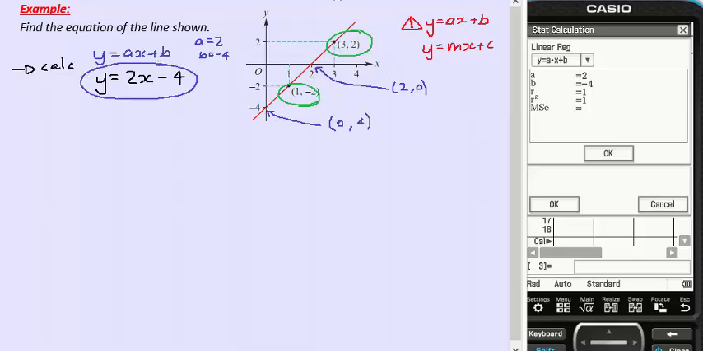But here's another way. Whenever I look at my gradient or my line, I know I need the equation y equals mx plus c. And I know therefore that I need to find m and I need to find c. So the first thing I'll do is find m. And m is my gradient, and my gradient is rise over run.